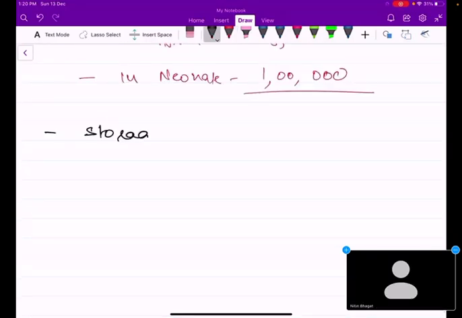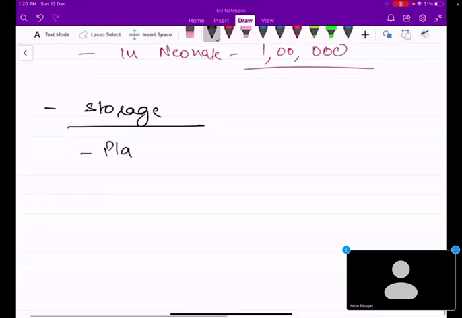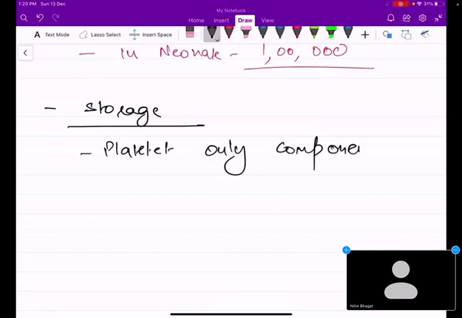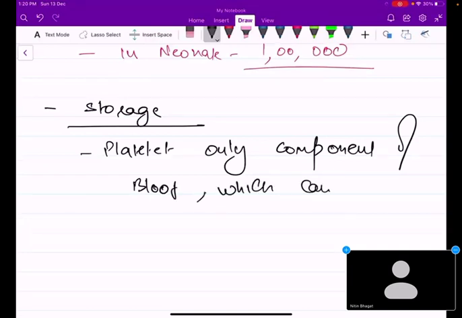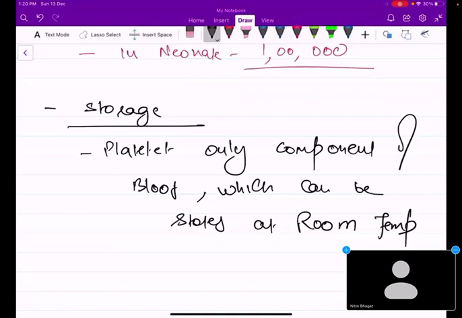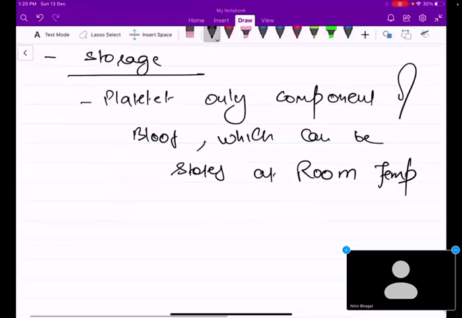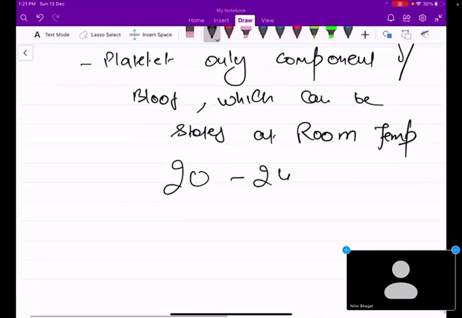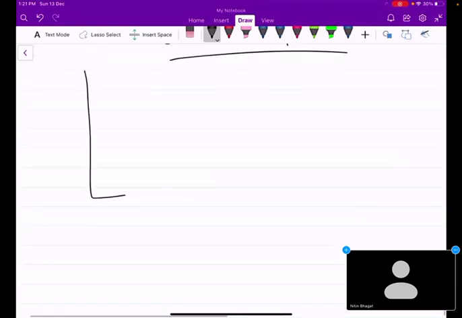Now, the storage. Platelet is the only component of blood which can be stored at room temperature. Fine. So what is the storage temperature? 20 to 24 degree centigrade. Fine. Now, secondly, let's say this is the platelet.